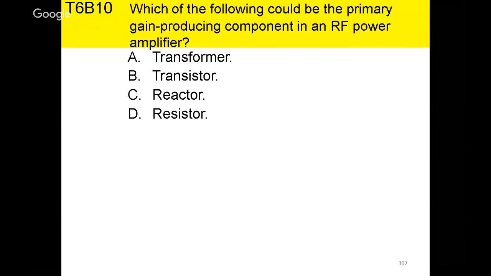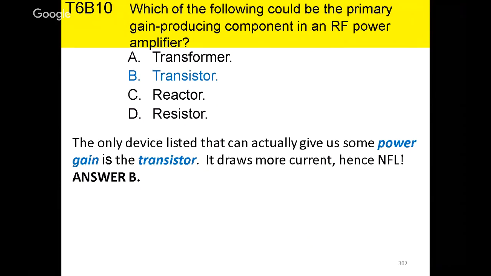So which of the following can be the primary gain-producing component in an RF power amplifier? Again, it's that nice little component called a transistor. It uses some power gain, and it also draws more current. The transistor again is that gain-producing component.